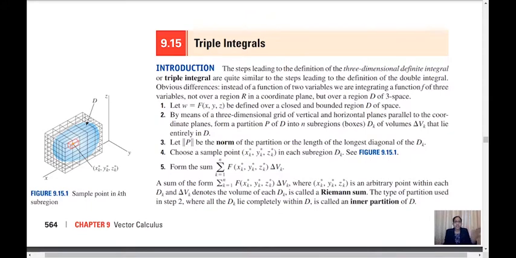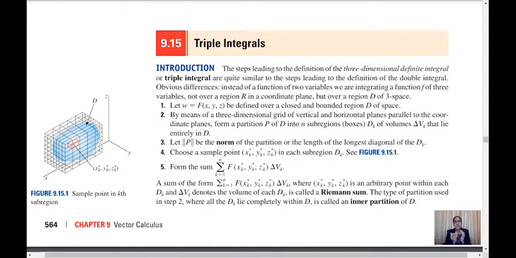In the case of line integrals, we had a curve and we partitioned the interval. In the case of double integrals, we had a region in a coordinate plane, so we did not consider the z-axis. The third axis was not in the picture. That was a flat surface, so we partitioned it into rectangular regions, and we took the limit of the norm of P and all that.